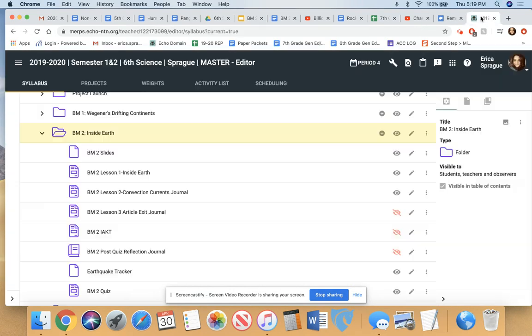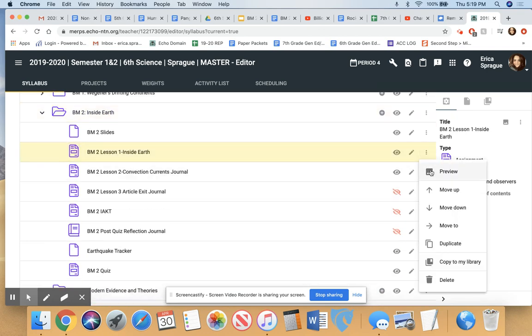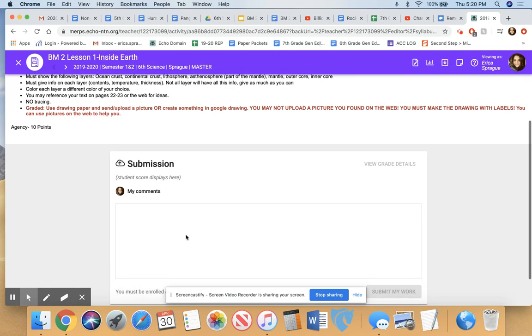Okay, so let's take a look in Echo and see where you're turning this in. So we're in benchmark 2, lesson 1. We are studying the layers of the Earth to help us potentially go back in time to help Alfred Wegener prove his theory of continental drift. This is where we start to learn about the Earth's interior layers. Here is a link to the text I just showed you. Here is the information we just looked at on the slides. You can submit a picture of your Inside Earth drawing right here.